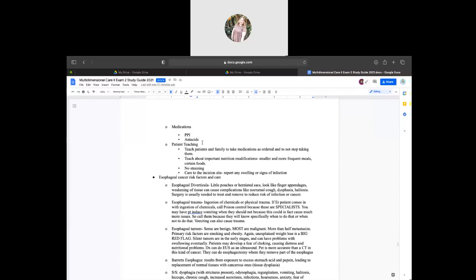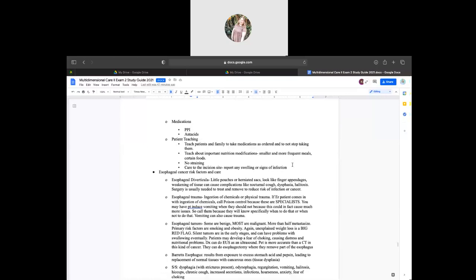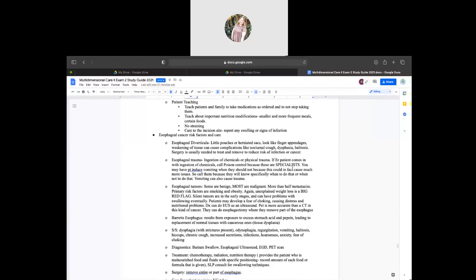Medications: PPIs, antacids. Patient teaching: remember, they need to take medications as ordered. They need to have important nutrition modifications, smaller frequent meals, no straining, and report any signs and symptoms of infection.